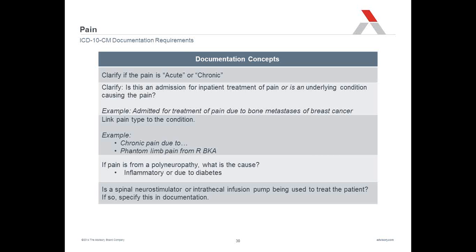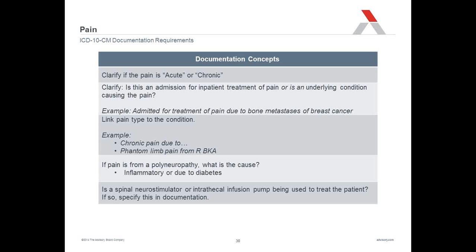So if the main treatment for the admission is surrounding the pain, that really is your admitting diagnosis. Make sure that if you can, you link the pain to the type of condition, so chronic pain due to. And again, we're utilizing the terms due to or with to link those conditions together.